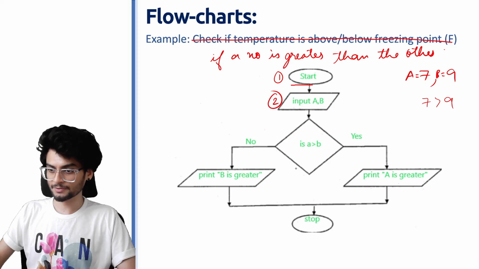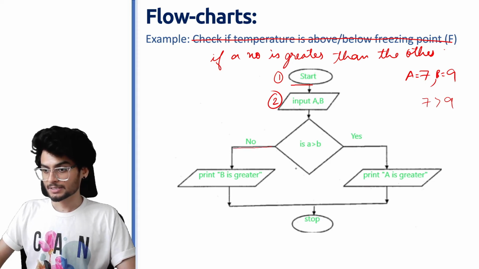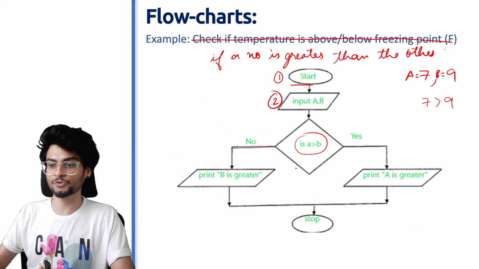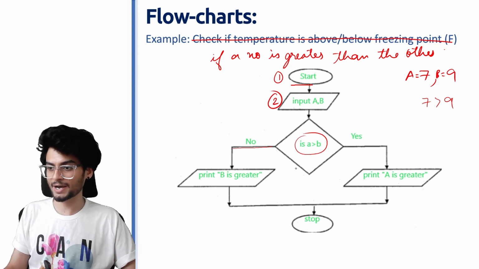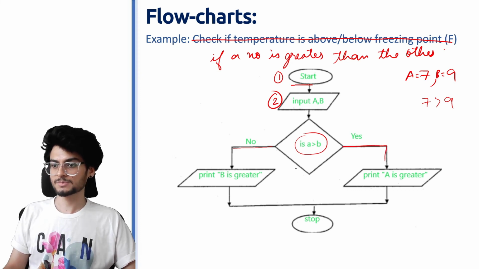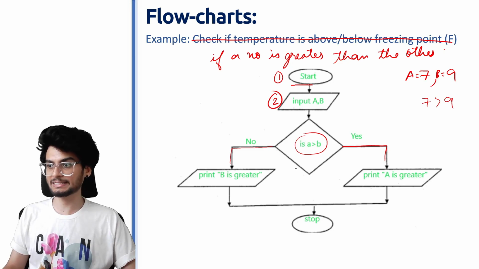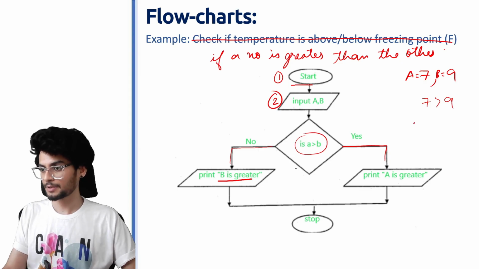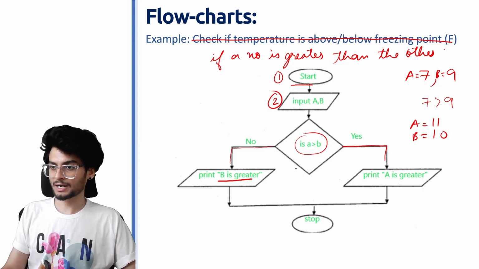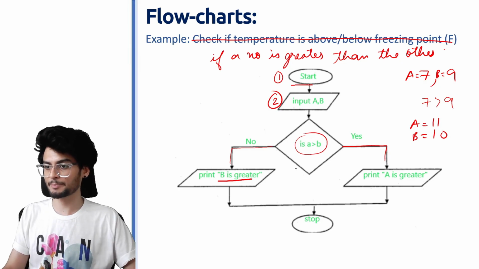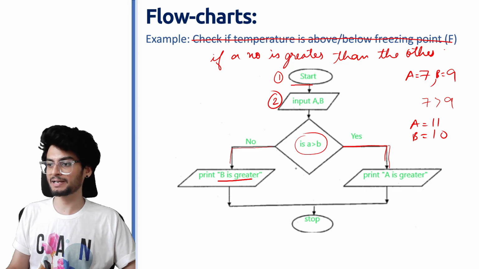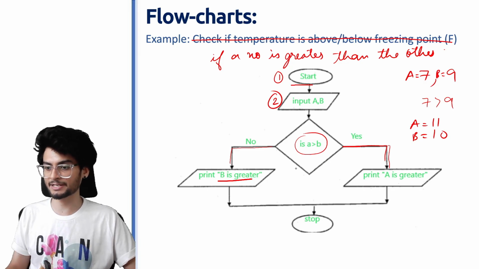So over here it says no, right? ये जो आप decision ले रहे हो, it can have two outputs, either it is true or either it is false. So that is the reason we have two arrows over here. So since it is no, we say that B is greater. But अगर मैं यहाँ पर 7 और 9 की जगह मैंने लिया A is equal to 11 and B is equal to 10, So again the same process will continue, जहां पर मैं start करूंगा, मैं input लूंगा यहाँ पर, but yes आएगा and it will print that A is greater, and finally we just end the loop.